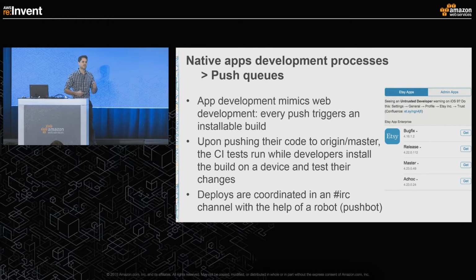So the other idea is every time we push, we generate an installable build, and we test it on devices. If there is an issue, we catch it right away. And that's the whole philosophy behind CI anyway. Catch the issues as soon as they are introduced.